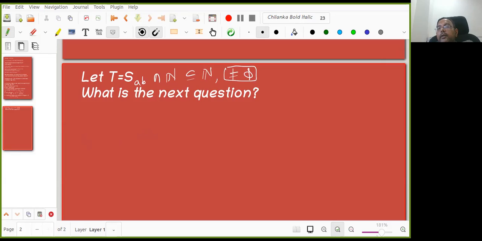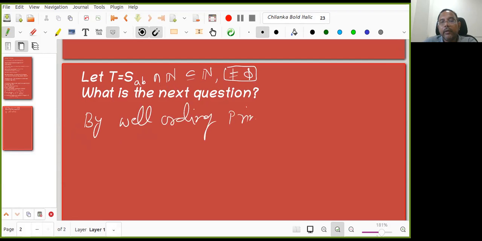Yeah, Kanishk. Sir, next question you can ask is whether this set contains the least element or not. Actually, it is automatic. The next question is that it is non-empty. Okay, but that is done. So by the well ordering principle, this T has a least element, right?